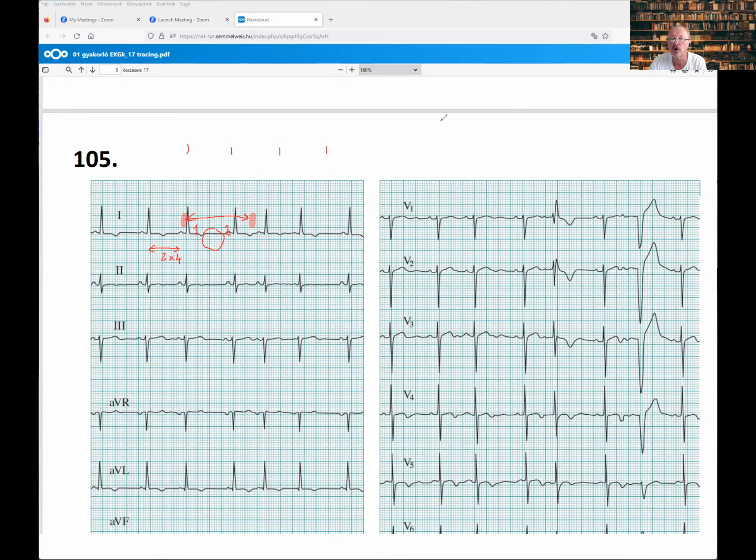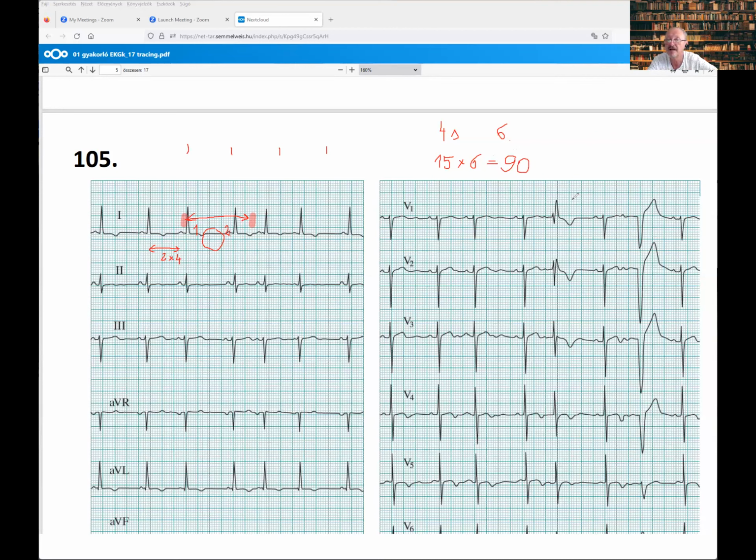1, 2, 3, 4, 5, 6. So we do have 4 seconds and we had 6 beats. So it's meaning in 60 seconds, we have 15 times more. So it means 15 times 6, and that should be 90. 90 beats per minute. This is what the presenter said.